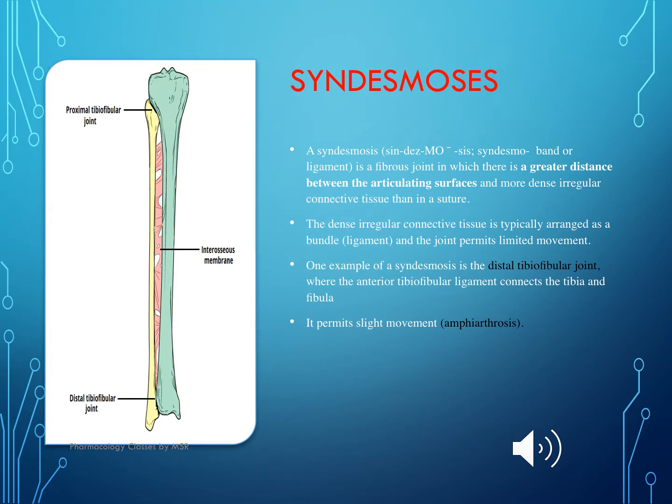The interosseous membrane, as we have seen, is present between the tibia and fibula or the radius and ulna. Syndesmosis is a fibrous joint where a band or ligament of fibrous tissue helps in the attachment of the long bones. This helps for a slight movement, which is called amphiarthrosis.